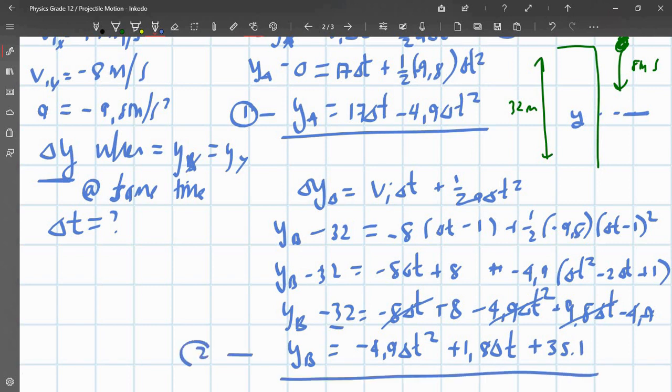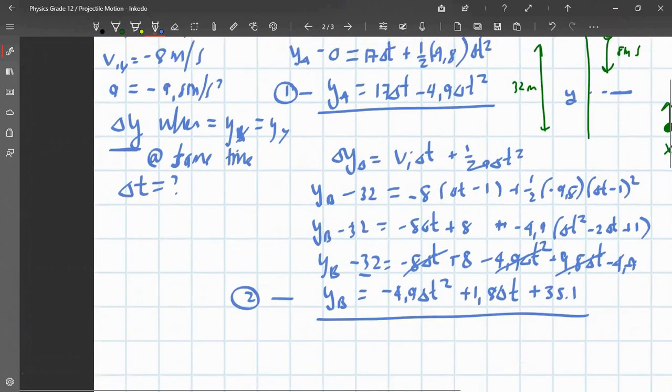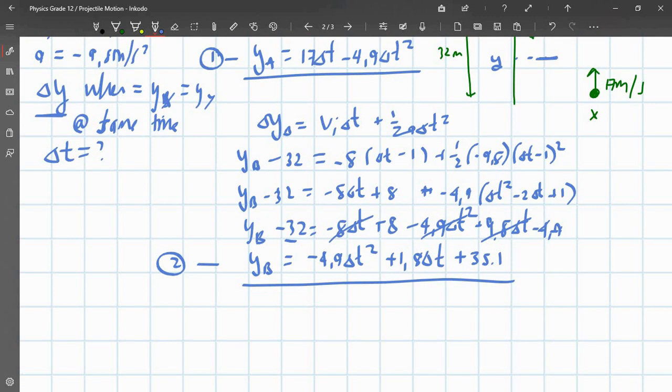So this is your second equation. We just notice that this is a whole lot of algebra to do. This is usually the case with these sort of questions. So we have equation 1, equation 2. Now we know that when you want it at the same position, they want the height at the same position. So that means YA must be equal to YB.